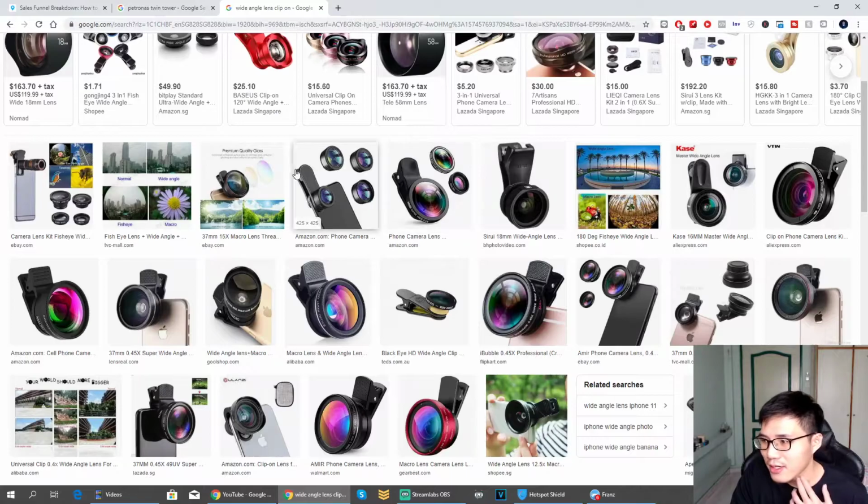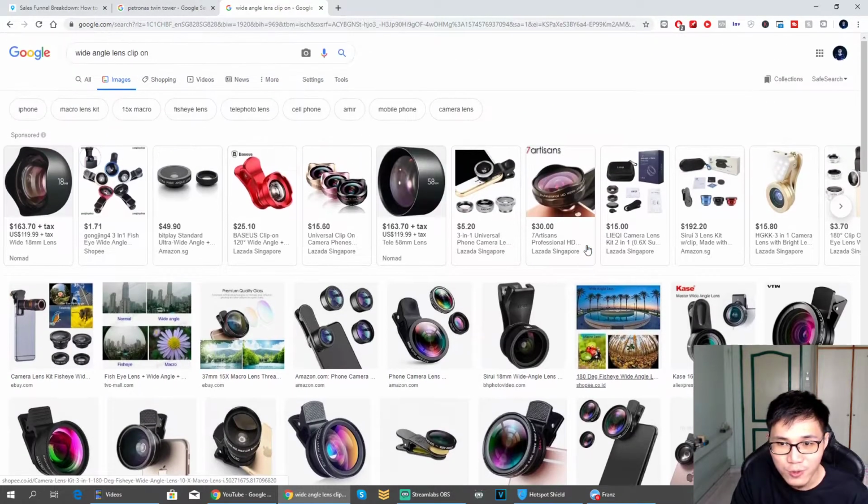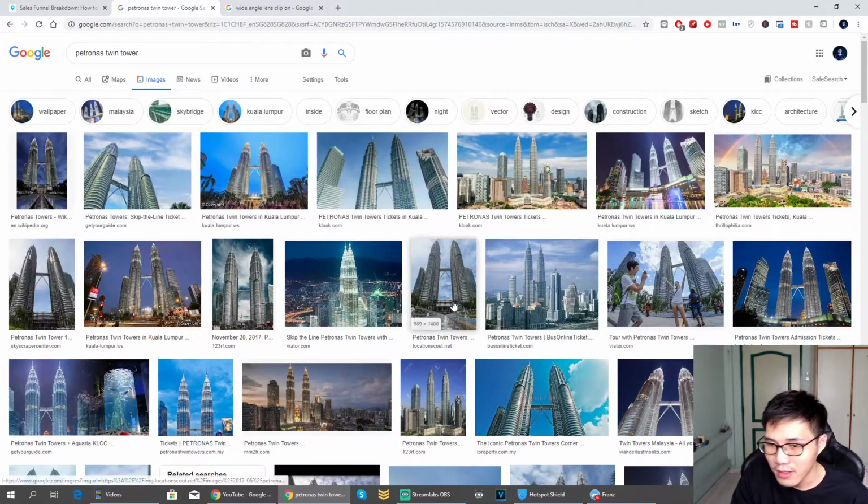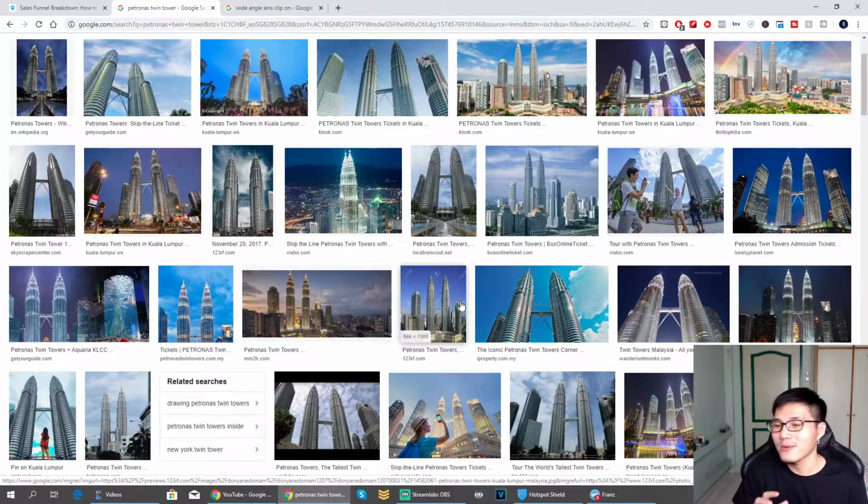So as you can see, this is the product that I bought last week when I was in Kuala Lumpur. You probably already know why I bought it. I went there with my girlfriend last weekend just to take some nice photos of the building, the twin towers. And here's what happened.